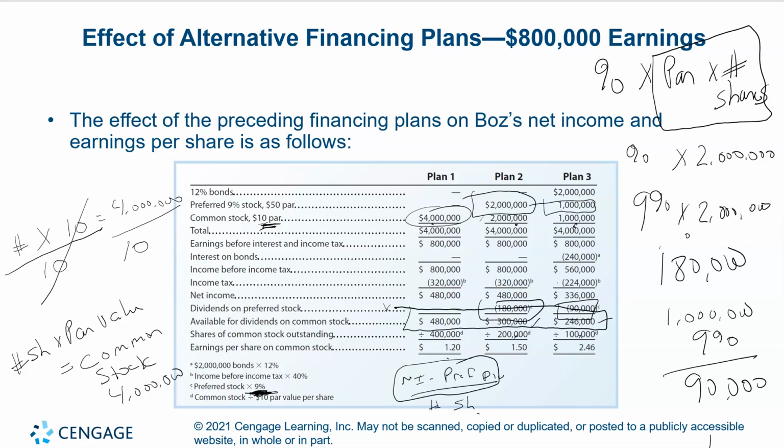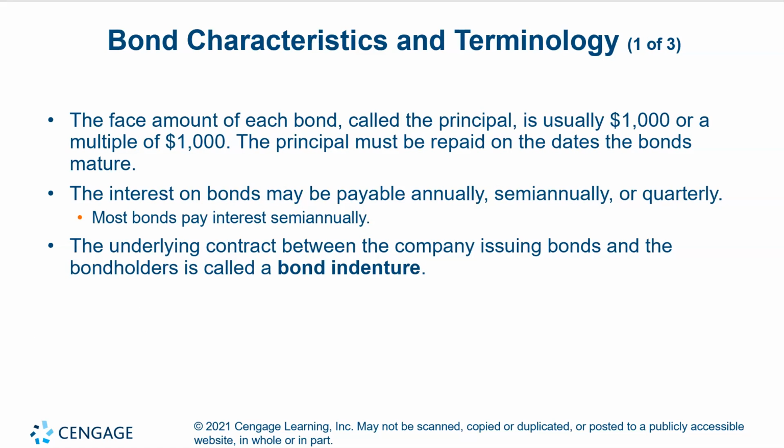All right, and then your earnings per share becomes $1.20, $1.50, and $2.46. So we're going to work a problem in the chapter together a little bit slower than this. I just wanted to give you a brief overview of looking at these financing plans. So Plan 3 gives you the highest earnings per share, so we would choose Plan 3 in this situation. So Plan 3 had a little bit of bond, a little bit of common stock, and a little bit of preferred stock. This chapter is going to be focusing on bonds and later on the note payable.